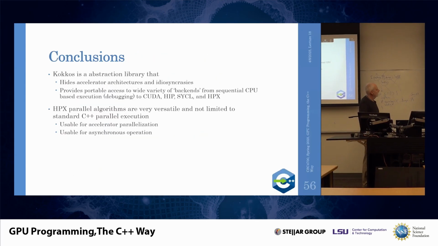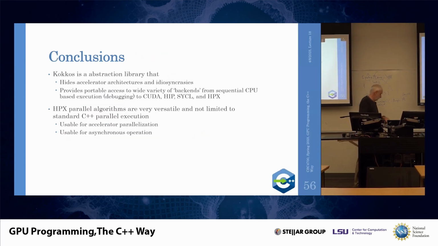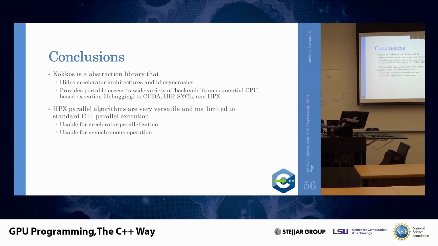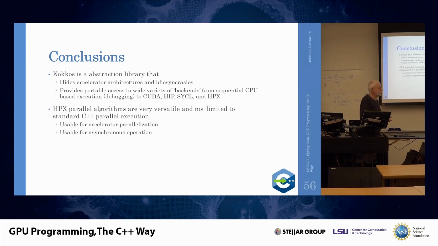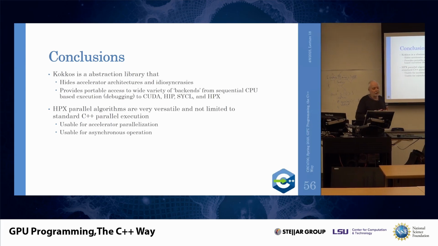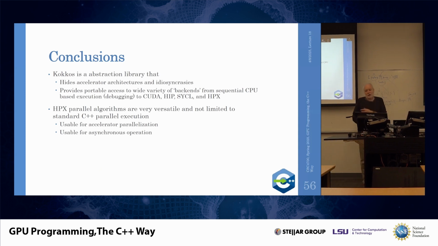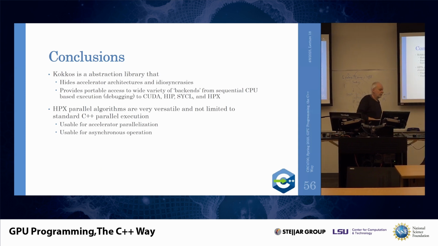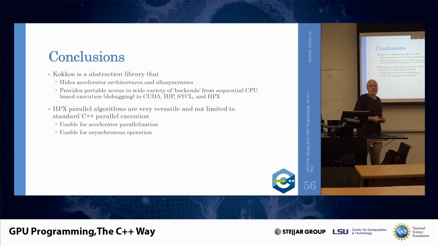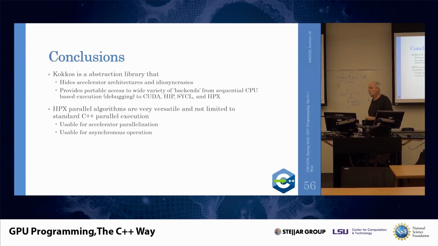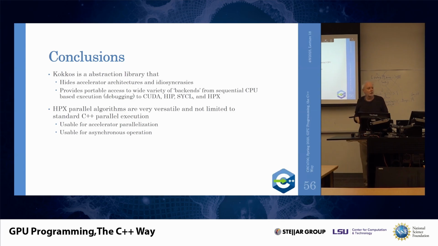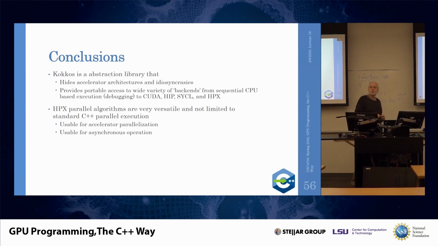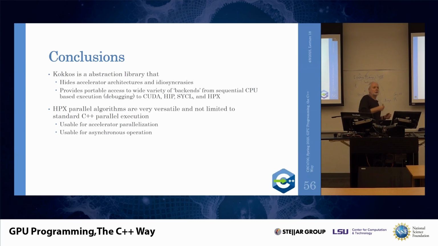Okay, good. So in conclusion, Kokkos is an abstraction library that hides accelerator architectures and idiosyncrasies and allows you to run the same code on essentially any architecture that is available today in the high-performance world. And the good thing is, if somebody comes up with a new architecture, you don't have to worry about it, because the Kokkos guys will implement a new backend that targets that new architecture for you. So you just have to wait for them to do it and poke them and say, hey, I need it.